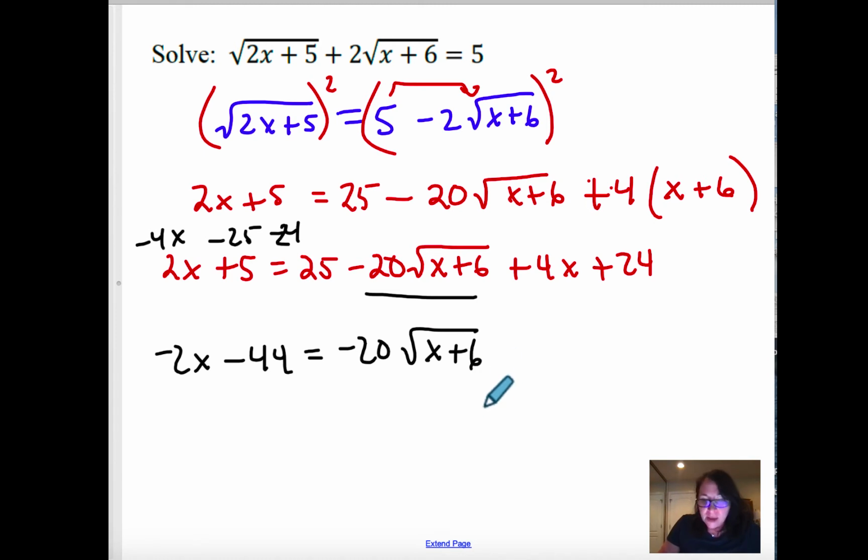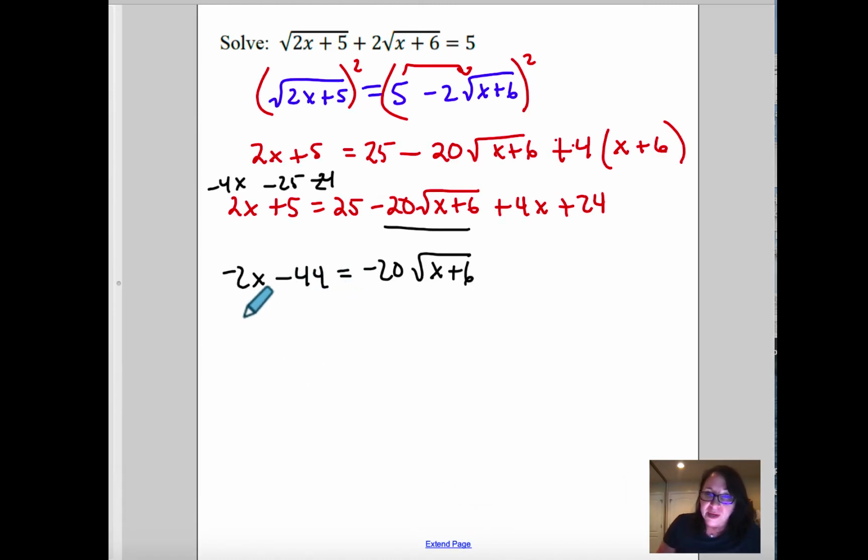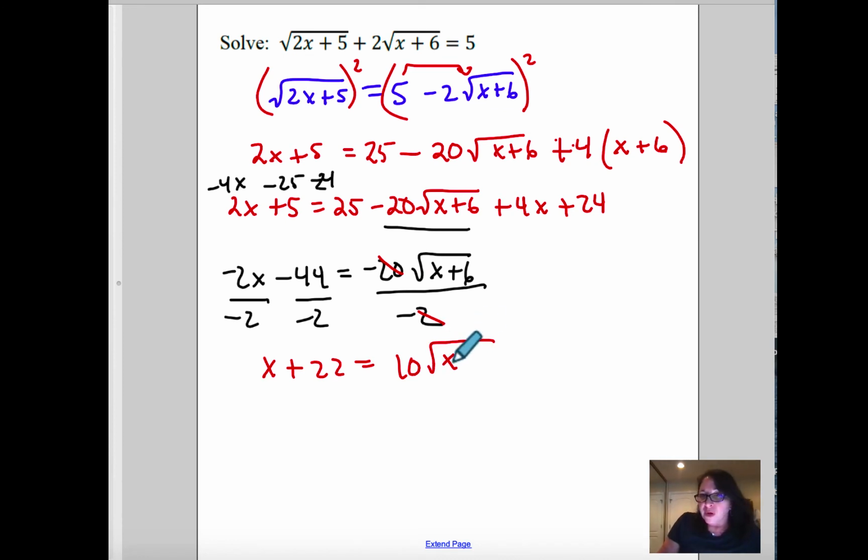Now, this isn't going to help that much, but it is going to help a little bit if I divide every term by negative 2. And so what that is going to do is just make it a little bit easier. So that's going to be x, these 2's cancel, plus 22 equals, and the 20 and the 2 will cancel, because numbers can't cancel with roots. That'll be 10 times the square root of x plus 6.